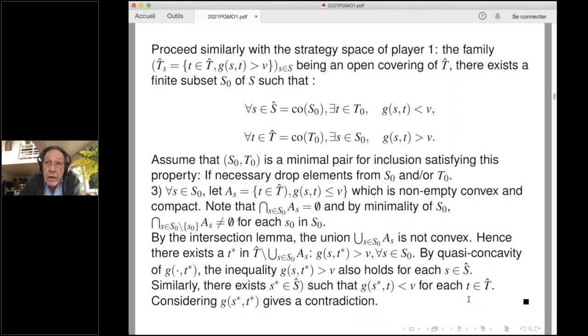So basically the idea is, if the game has no value, then there is a smaller game, constructed in the convex hull of finitely many points, that has no value. And for this game, I use the intersection lemma. So basically, I use the intersection lemma in finite dimensional space to get a contradiction. Okay?